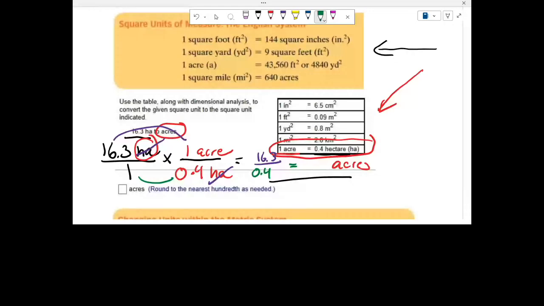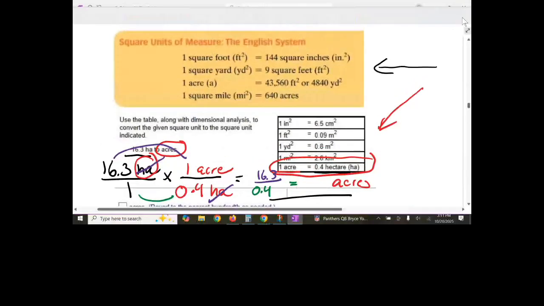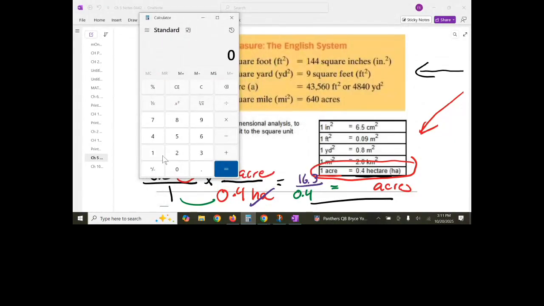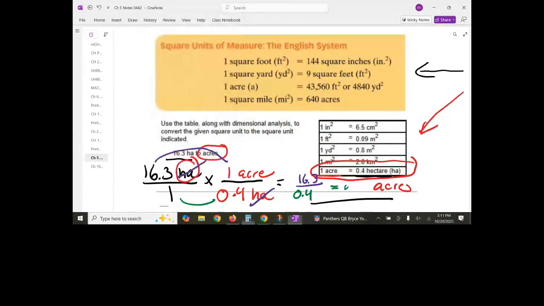And then, y'all, what I'm going to do, I'm going to take my calculator and I'm going to divide that out. So I'm going to take my calculator here. Let me clear this. The number I have on top, 16.3. The number I have on the bottom, 0.4. We're going to divide it, and I'm coming up with 40.75. And those are in acres because the acres just kind of transferred over there, okay? That's all we got to do.